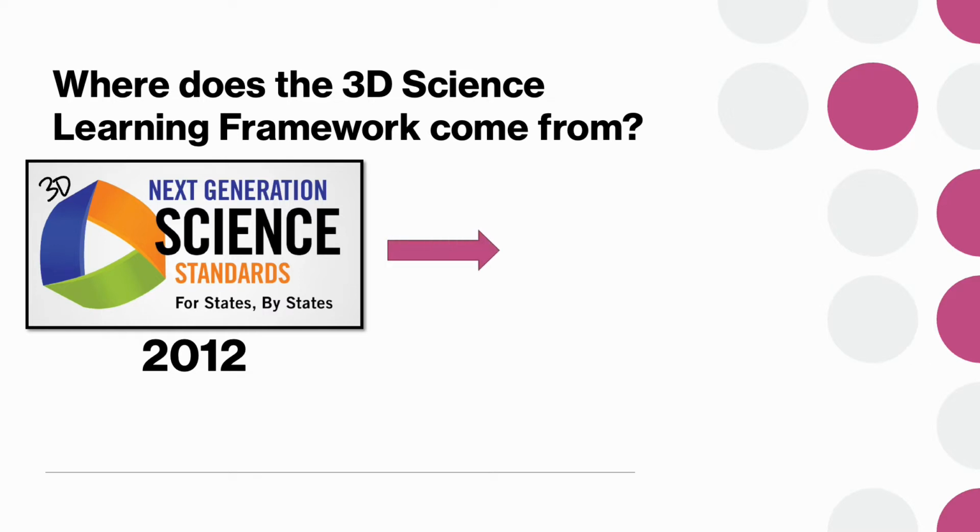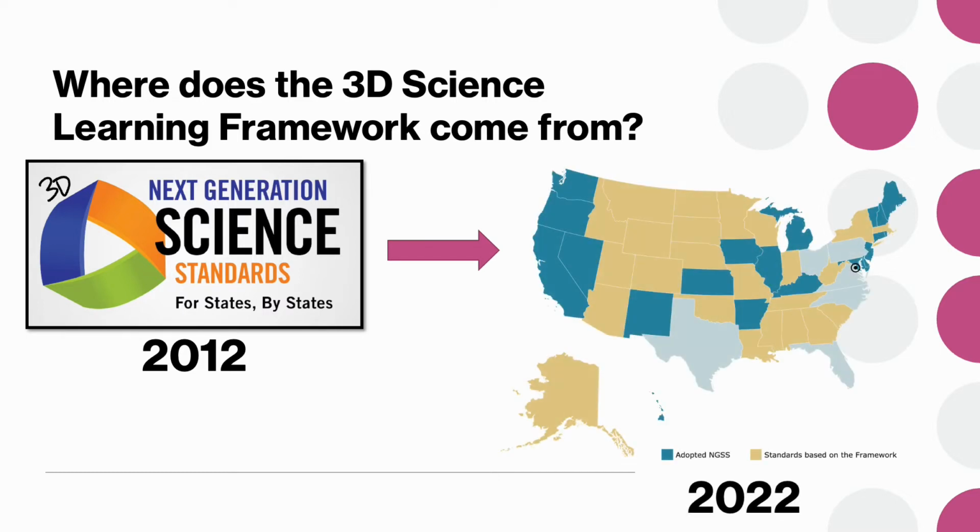Fast forward to 2022, a decade later, 44 states, give or take, were using the Next Generation Science Standards either completely, adopted it wholesale. That's what we see here in blue. They either adopted it completely and are using it directly, or like many Midwest states here, they have chosen to use the standards to write their own, basically using it as a framework.